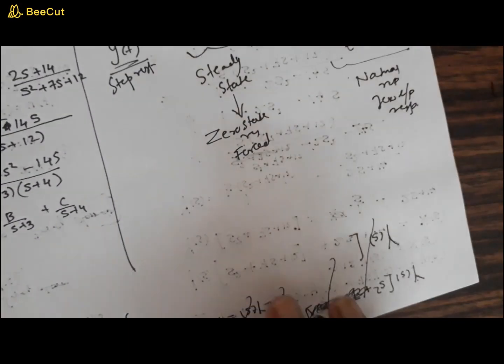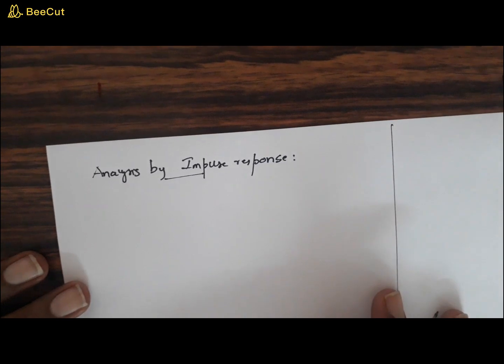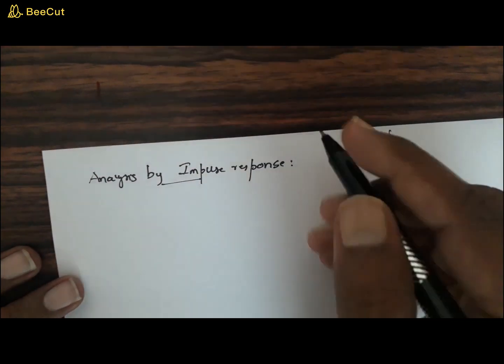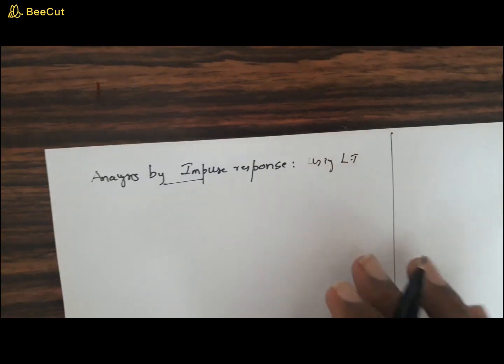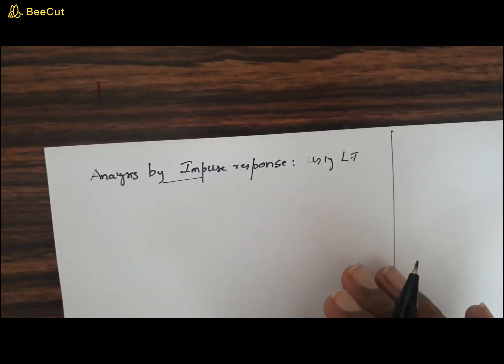Now the next one is analysis by impulse response using Laplace transform. That was the second type of analysis, time domain analysis, which we have seen.